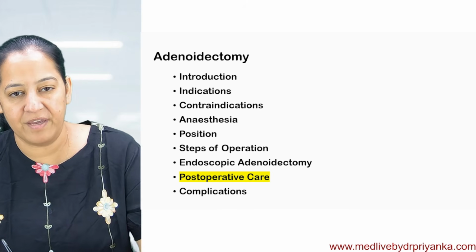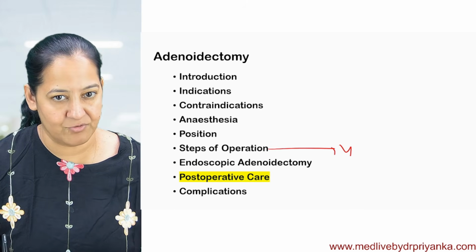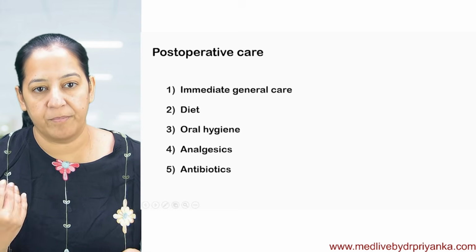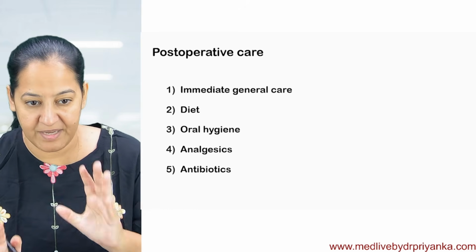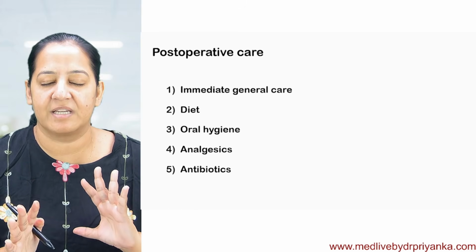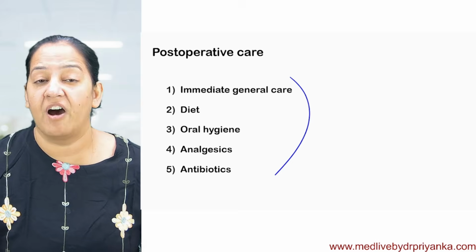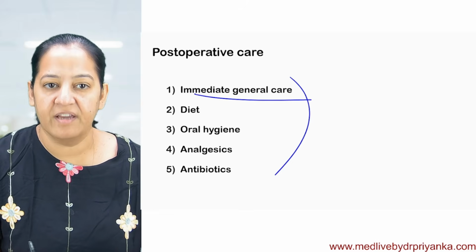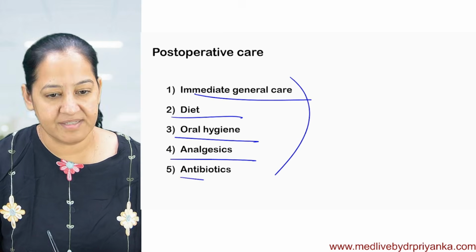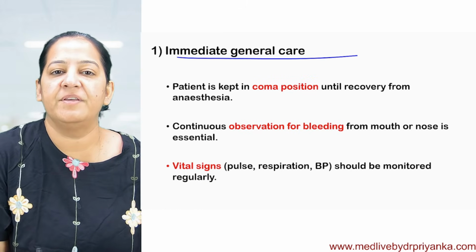Now, what is the post-op care? You know the 4 steps of the surgery. Now, what is the post-op care? In post-op care, there are 5 things you have to take care of. Being an ENT specialist, you have to take care of 5 things after the surgery: immediate general care, diet, oral hygiene, analgesics, and antibiotics. One by one, we will take immediate general care.